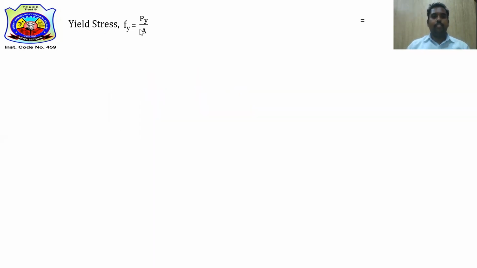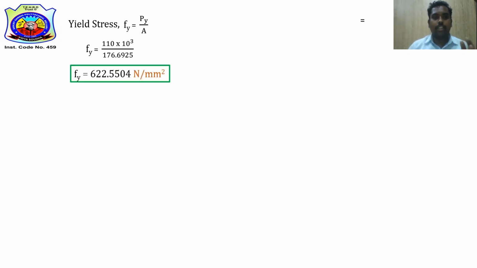Okay, you just say Fy equals Py by A. So we know the value of Py and also we know the value of A. Just substitute the values. So Fy equals 110 into 10 power 3 divided by 176.6925. On calculation, I will get Fy equals 622.5504 Newton per mm square. This is the yield stress.